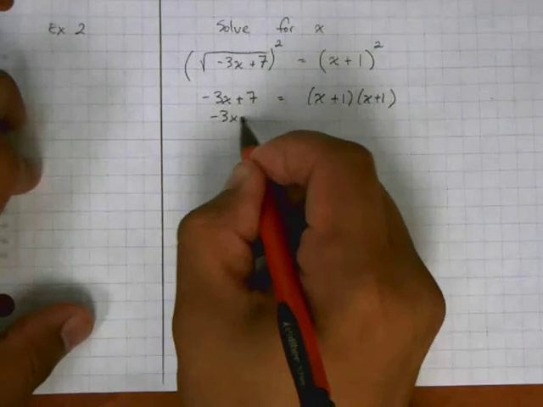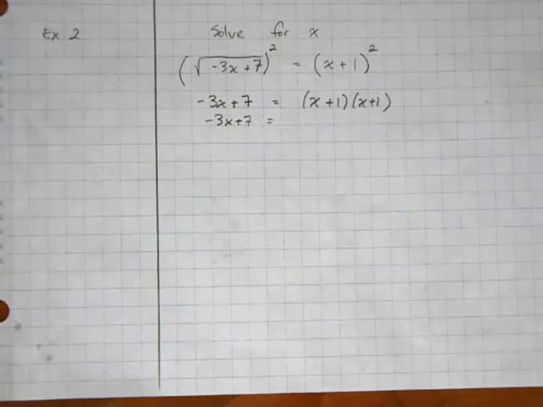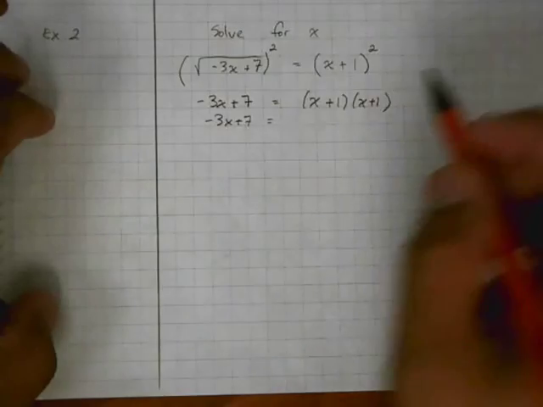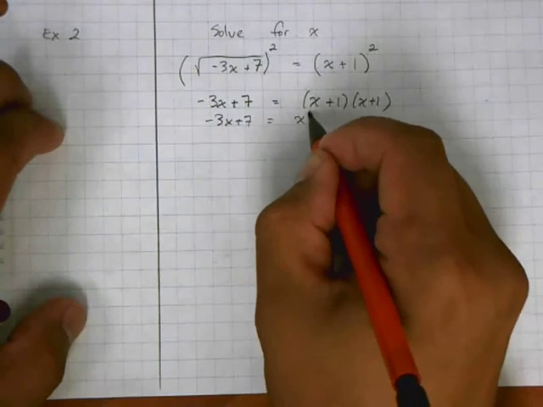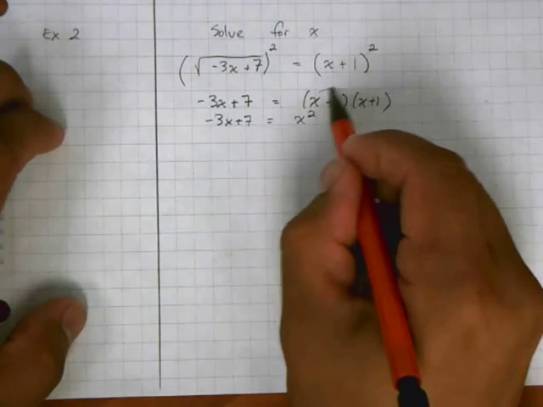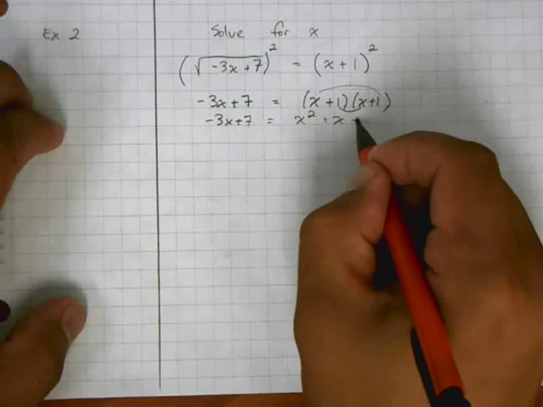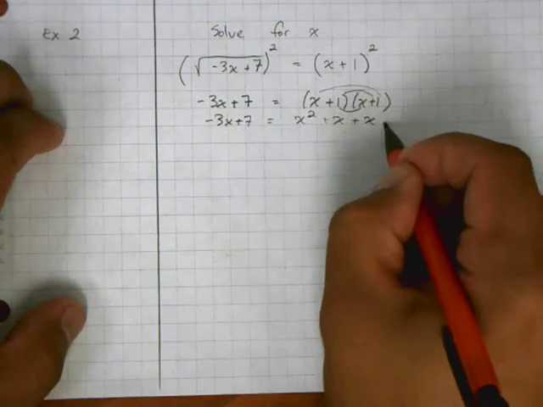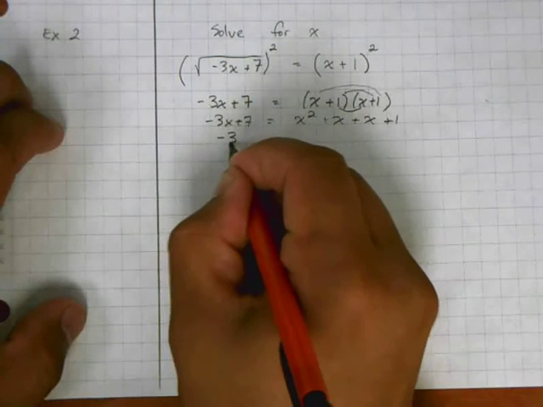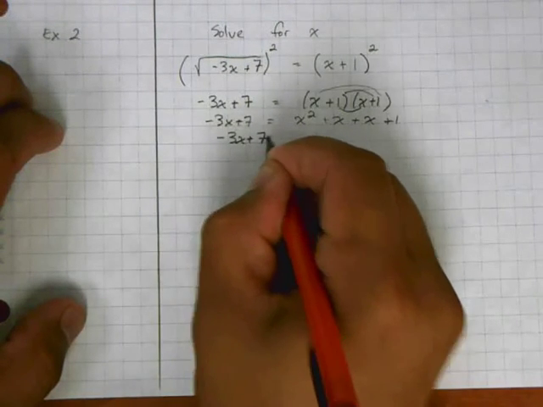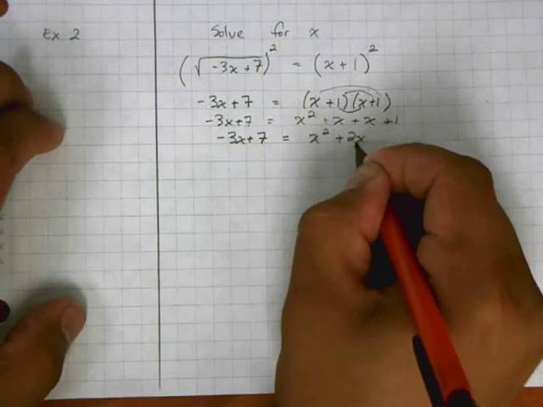So I'm going to leave the left side alone and just expand the right side by using the FOIL method or the distributive property. So x times x gives me x squared. x times 1 gives me x, 1 times x gives me x, and then 1 times 1 gives me 1. So on the left, I now have 3x plus 7, and on the right, I have x squared plus 2x plus 1.